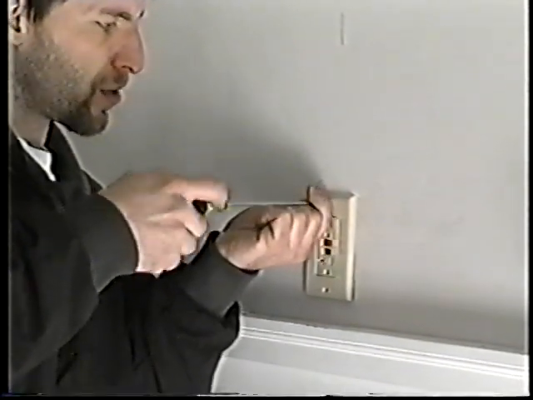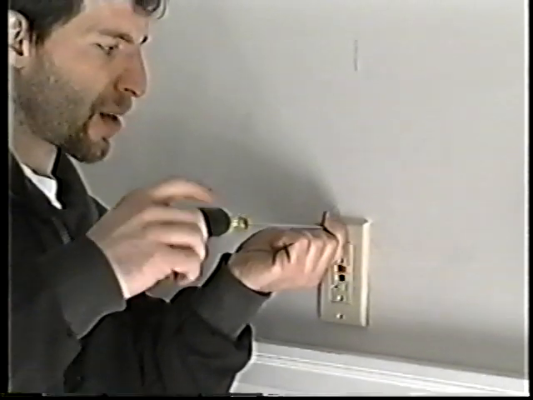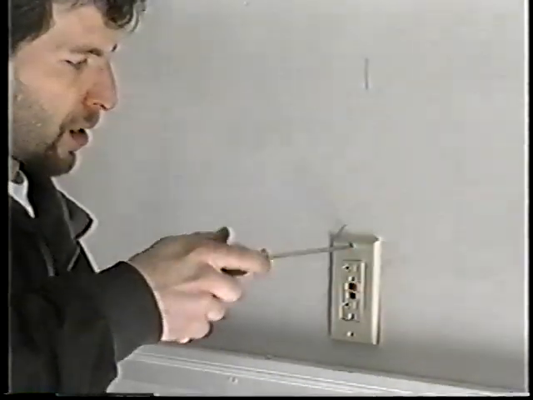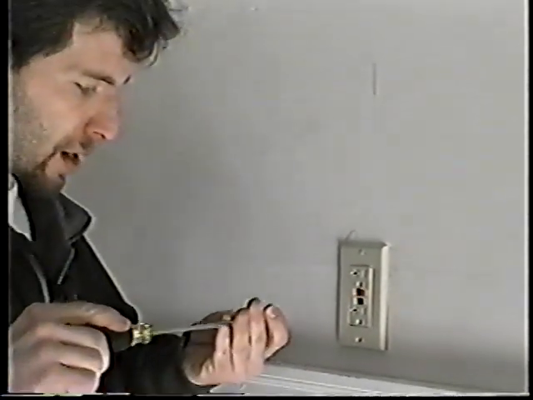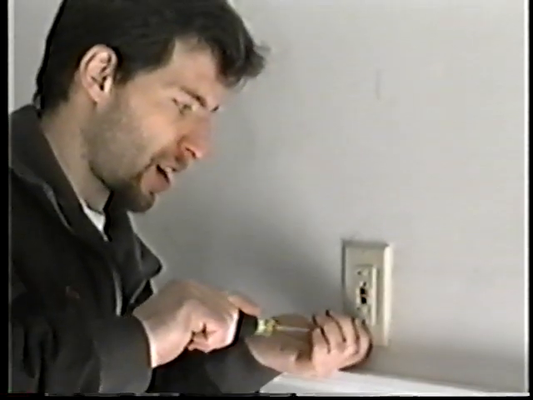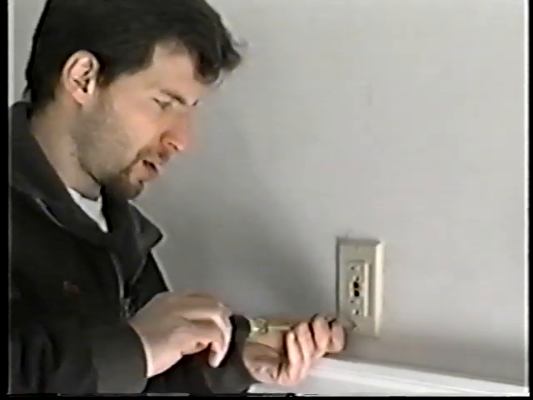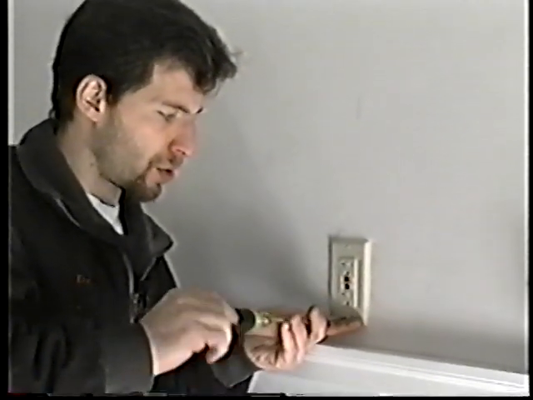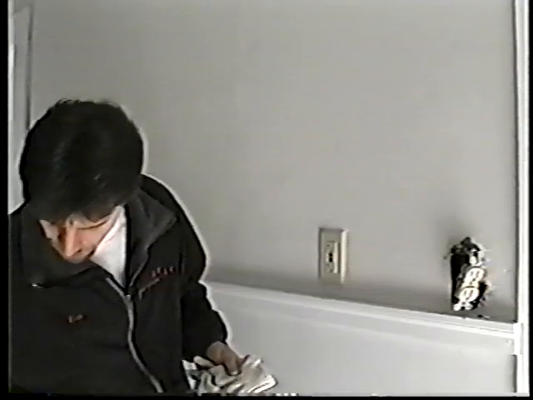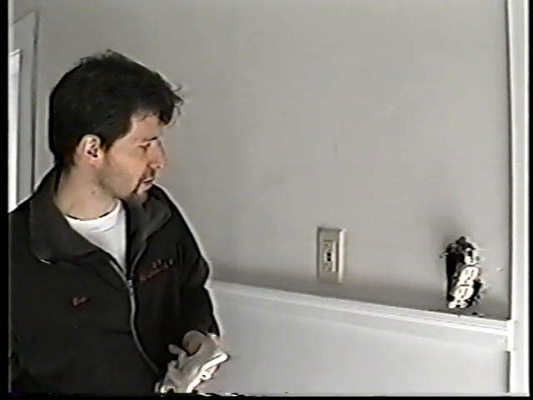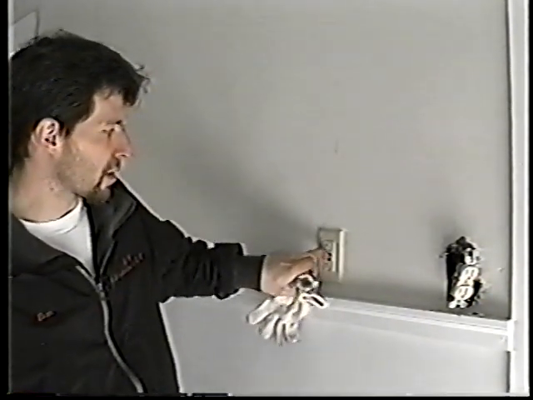Now these GFIs you have to install anywhere near where there's water. All kitchen countertops get them. Bathrooms have to have them if there's a plug in the bathroom. If you're installing outlets outdoors, those also have to have them, and in the basements. There's many different places that need them. Like I said, anywhere where there's water, there's a good possibility that you're going to need to have a GFI outlet installed.